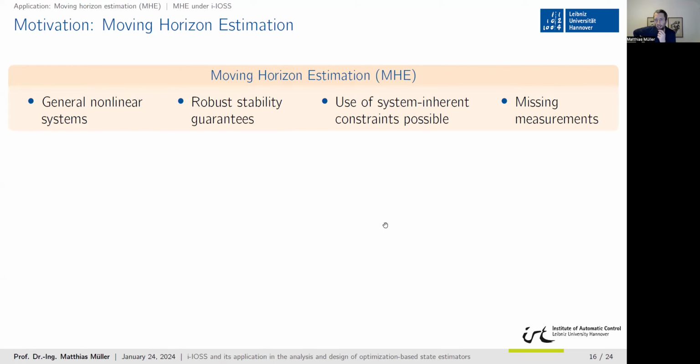And two additional advantages, if applicable: if there are system-inherent constraints that we know, like non-negativity of concentrations in a chemical reactor, I can directly incorporate that in the optimization problem to improve the estimation performance. I'm not going to consider that in the remaining slides for simplicity, but this can easily be done. You can also directly deal with missing measurements: just don't take them into account in the formulation of the optimization problem.